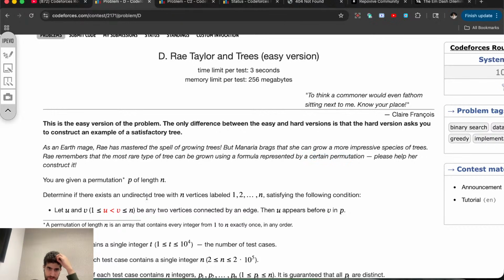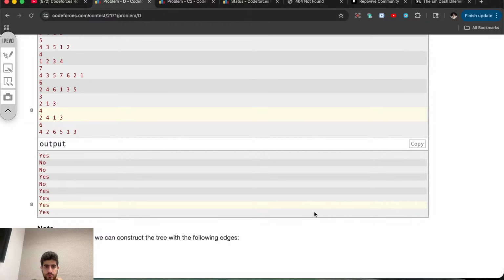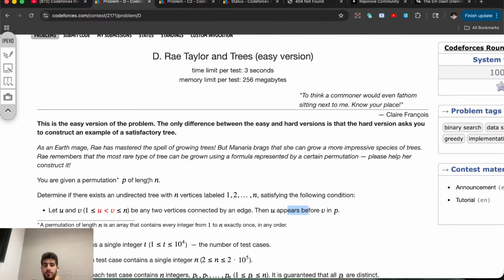Let U and V be any two vertices connected by an edge, then U must appear before V in P. It's just yes or no. So this problem says that we have a permutation P and we have a tree. We want to construct a tree, sorry, not a permutation.